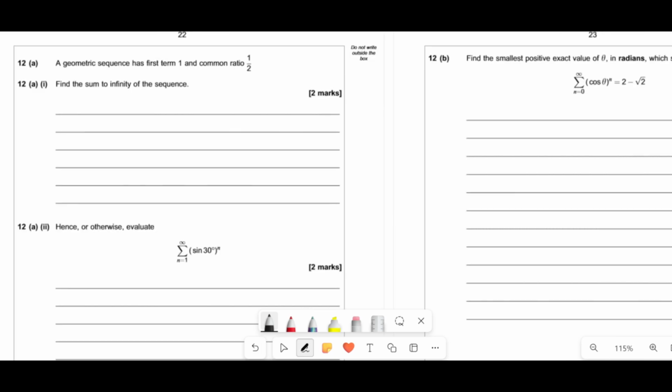A geometric sequence has the first term 1 and a common ratio of a half. Find the sum to infinity of the sequence. The sum to infinity equals a over 1 minus r, which is going to be 1 over 1 minus a half, which is just 2.